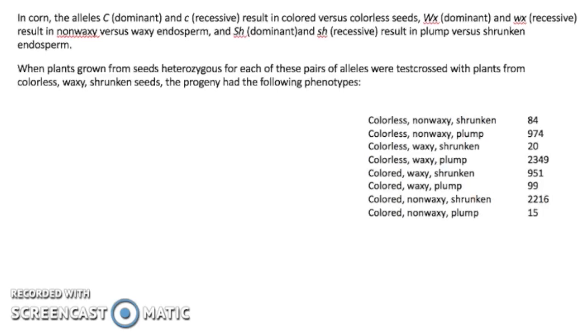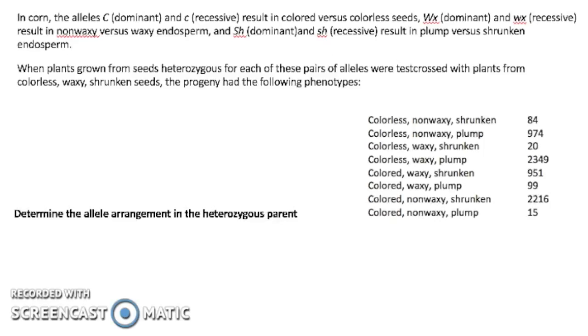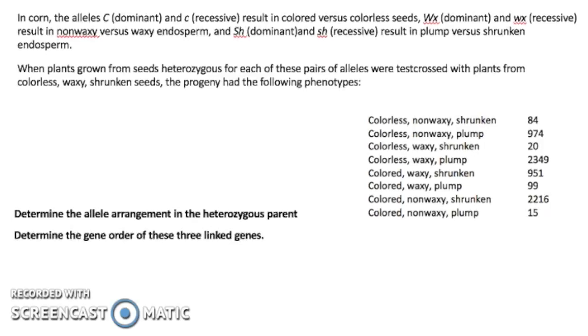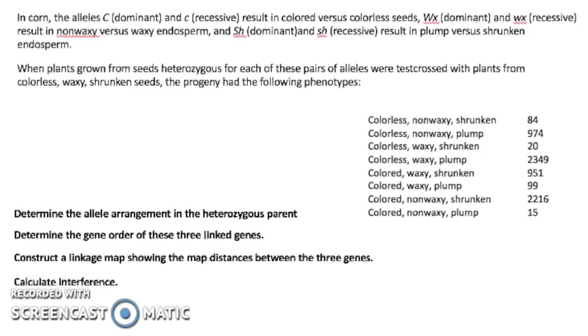The first question was focusing on corn, 3 different traits in corn, and all of the questions in the group work more or less focused on these 4 things. So first they usually ask for you to determine the allele arrangement for the heterozygous parent, to be able to determine what the gene order is of the 3 linked genes on the chromosome, be able to construct or figure out the length of a linkage map with the 3 genes, and then calculate the interference.